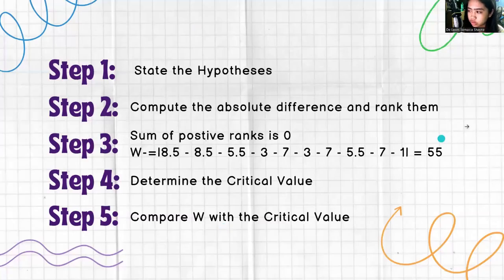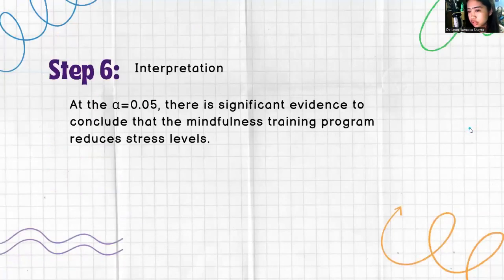After comparing it with the critical value, step 6 is interpretation. At the alpha level 0.05, there is statistically significant evidence to conclude that the mindfulness training program reduced stress levels in participants. The differences in stress levels before and after the program were predominantly negative, indicating a consistent reduction in stress after the program. The test results support the effectiveness of mindfulness training in lowering stress levels, and that's how we do it manually in Excel.